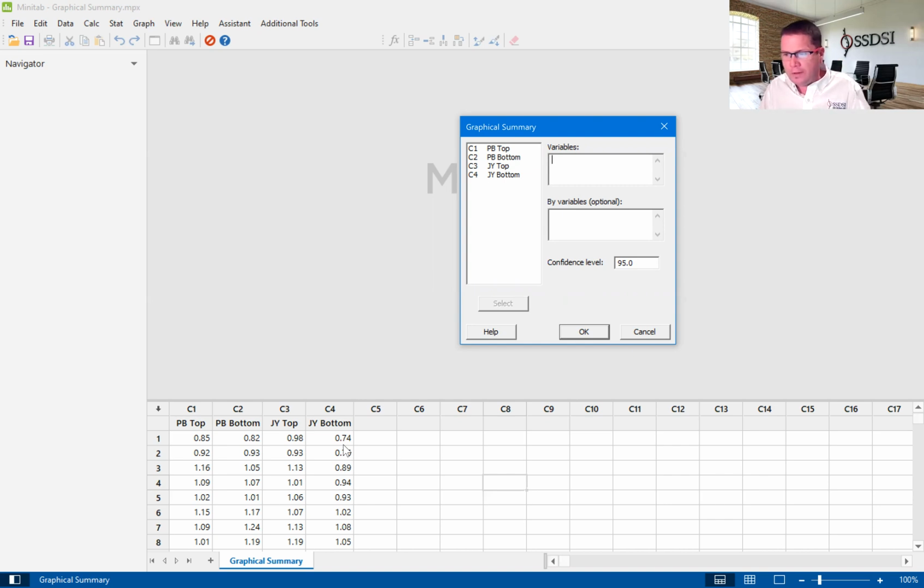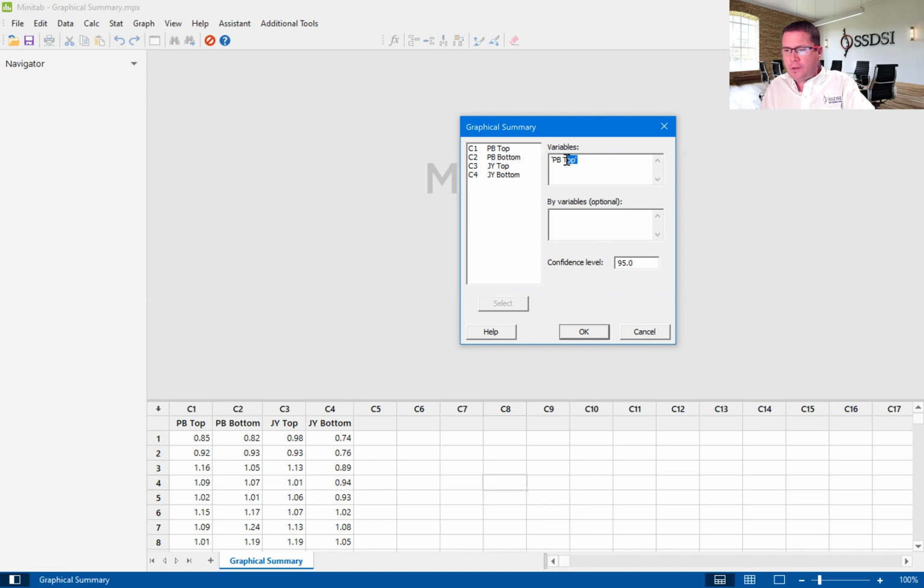So before we do that, we want to understand at a high level what's going on as far as metrics. What's the mean? What's the median? What are the quartiles? Is it a normal distribution? This graphical summary just gives us these metrics from a very high level. So I'm going to double click on PB top.